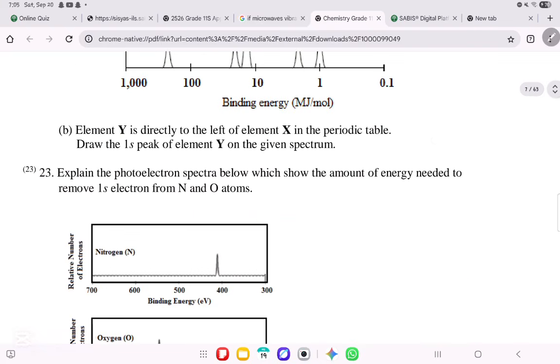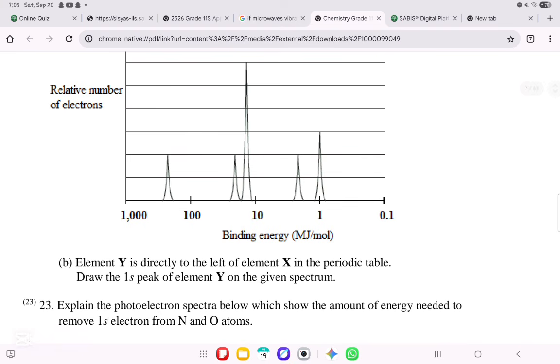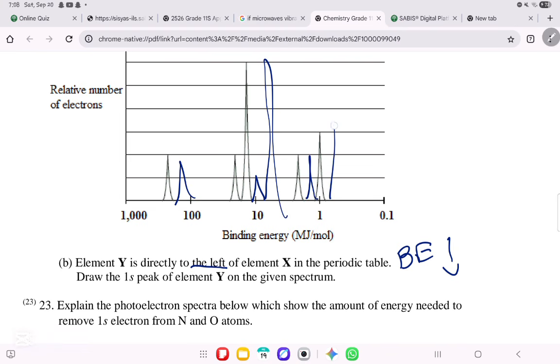Element Y is directly to the left of element X. We said when we move to the right, that means it has what? A higher binding energy. When we move to the left, that means it has what? It has a lower binding energy. So as we move to the left across the periodic table, this causes the binding energy to what? To decrease, right? So when the binding energy decreases, that means it shifts to the right a bit. So if we were to draw it, it would look something like this. Here we go. That's question 22 done. Let's move on to 23.